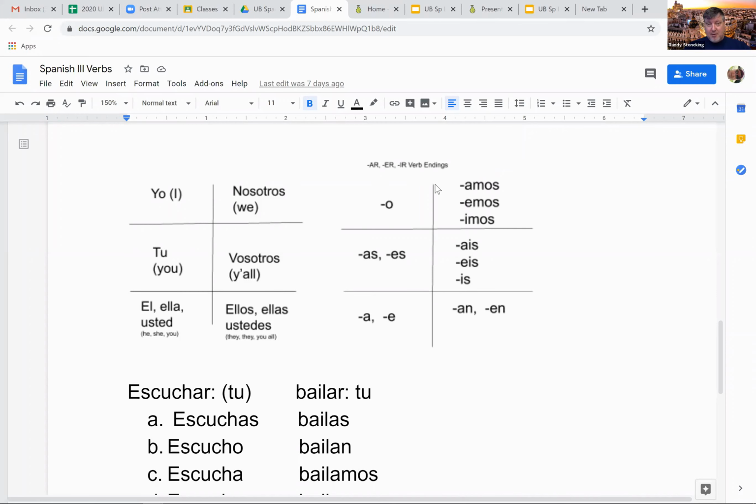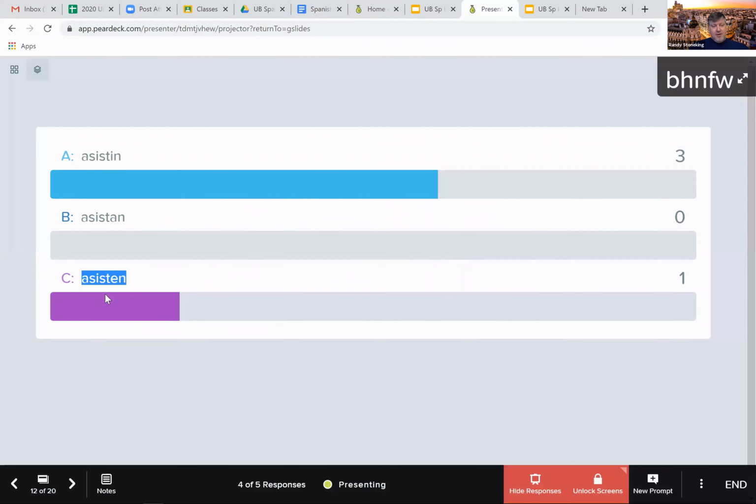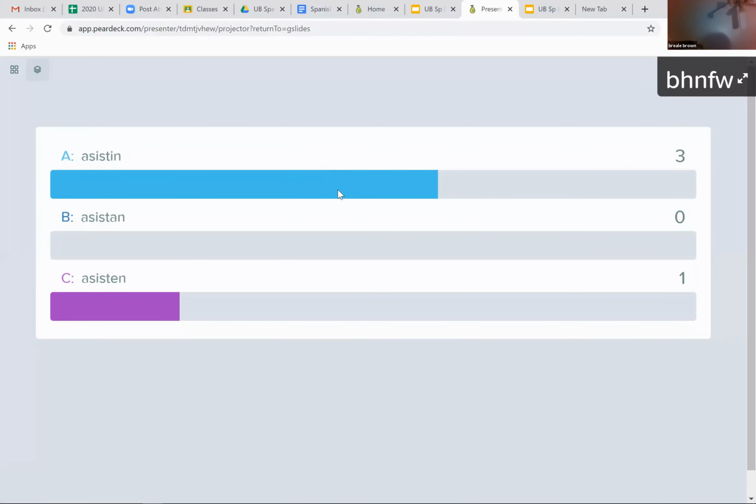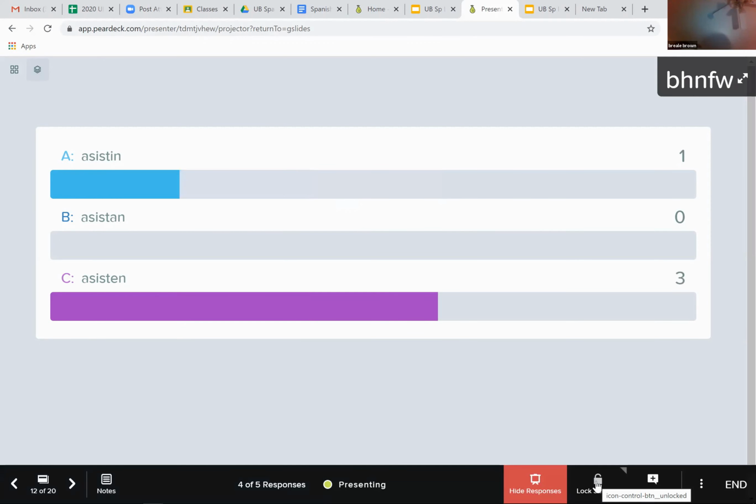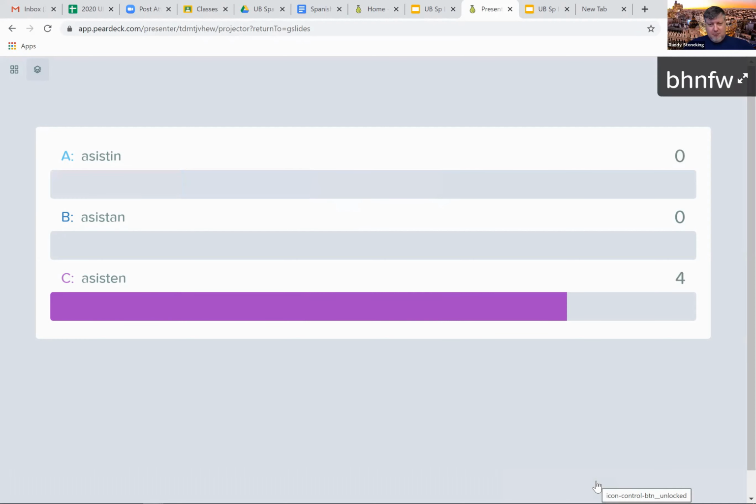So back to our options there. Asisten is our only option. Fix it, you three, whoever you are. So make it asisten instead of asistin. It's locked. What? It's locked. Oh, I'm sorry. How about now? Bueno, muy bien.